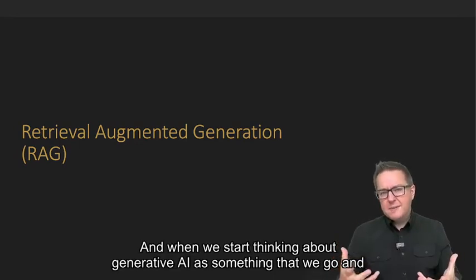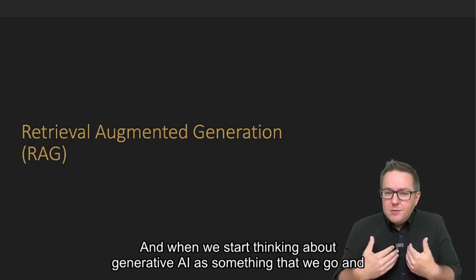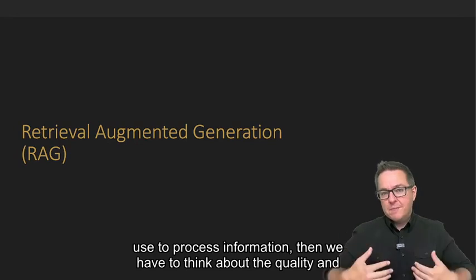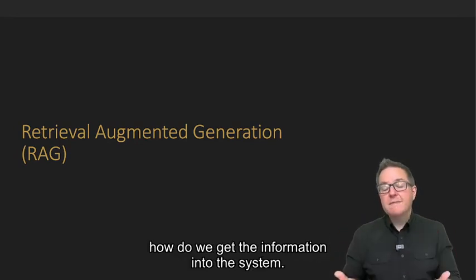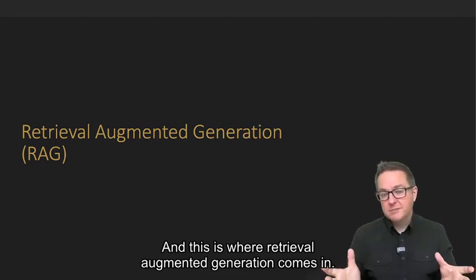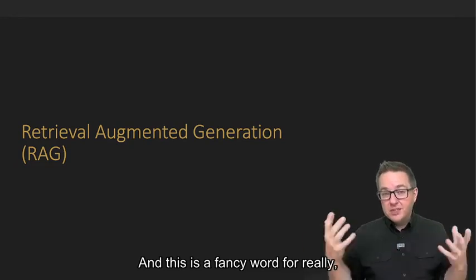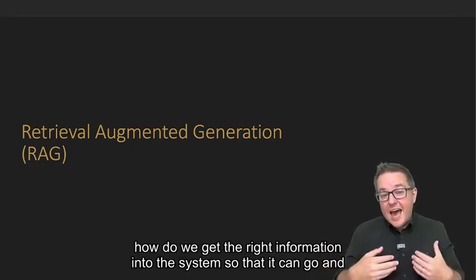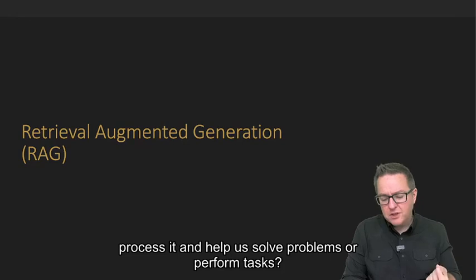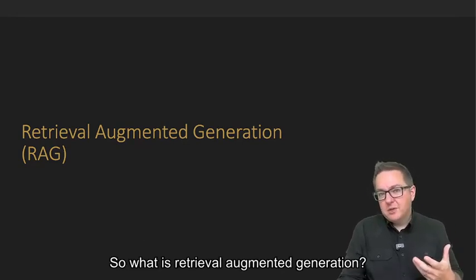And when we start thinking about generative AI as something that we go and use to process information, then we have to think about the quality and how do we get the information into the system. And this is where retrieval augmented generation comes in. And this is a fancy word for really how do we get the right information into the system so that it can go and process it and help us solve problems or perform tasks. So what is retrieval augmented generation?